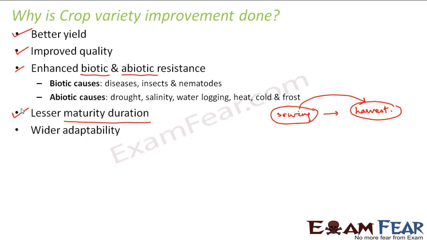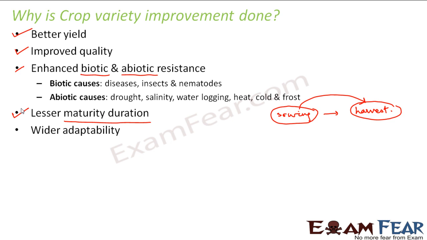Wider adaptability. What do you mean by wider adaptability? That means if we are able to develop varieties of crops that are more adaptable. Adaptable means they can adjust to different types of environment. So what are the advantages of that? In that case, one variety can be grown under different climatic conditions in different areas. Let us suppose we created a variety which has a very wide adaptability. That means it can adjust itself in cold weather as well as hot weather. So what is the advantage of that? You can grow that crop in summer season as well as in winter season. So you can grow it in both the seasons, correct?